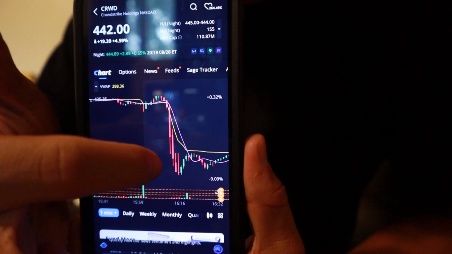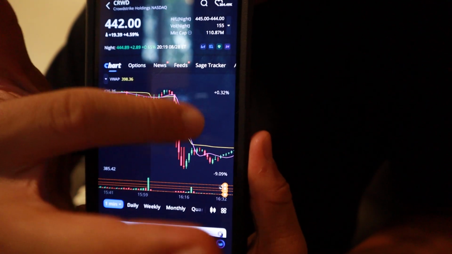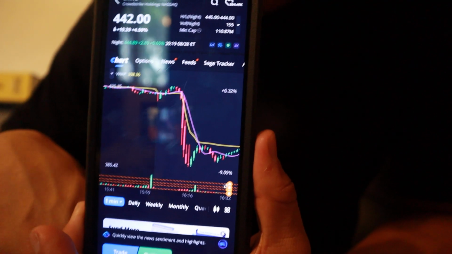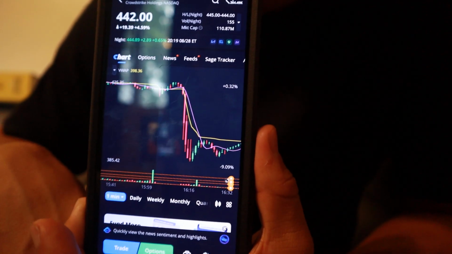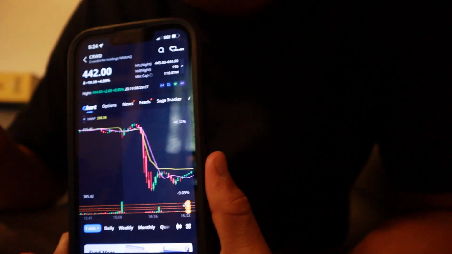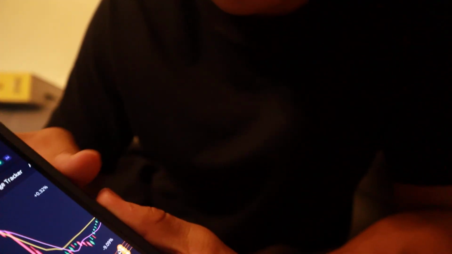Once price is down here, you don't know if it's going to go back up or go back down. But what would your immediate thought be? You're going to be like, oh, price is going down. Short it, right? Go with the trend. But what do you see happens here?